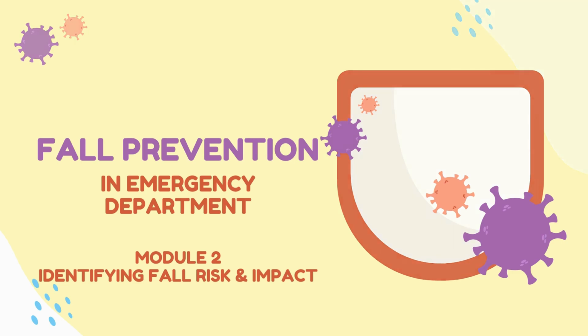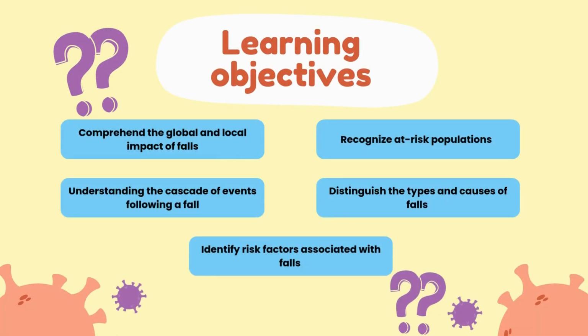Let's begin! In this module, we will focus on several key learning objectives. First, we will comprehend the global and local impact of falls, understanding how they affect patients and healthcare systems. Next, we will recognize at-risk populations, identifying individuals who are most vulnerable to falls. We will also explore the cascade of events following a fall, examining the consequences that unfold after an incident. Additionally, we will distinguish the different types and causes of falls, helping us understand the various risk factors involved. Finally, we will identify key risk factors associated with falls, ensuring we can take proactive measures for prevention.